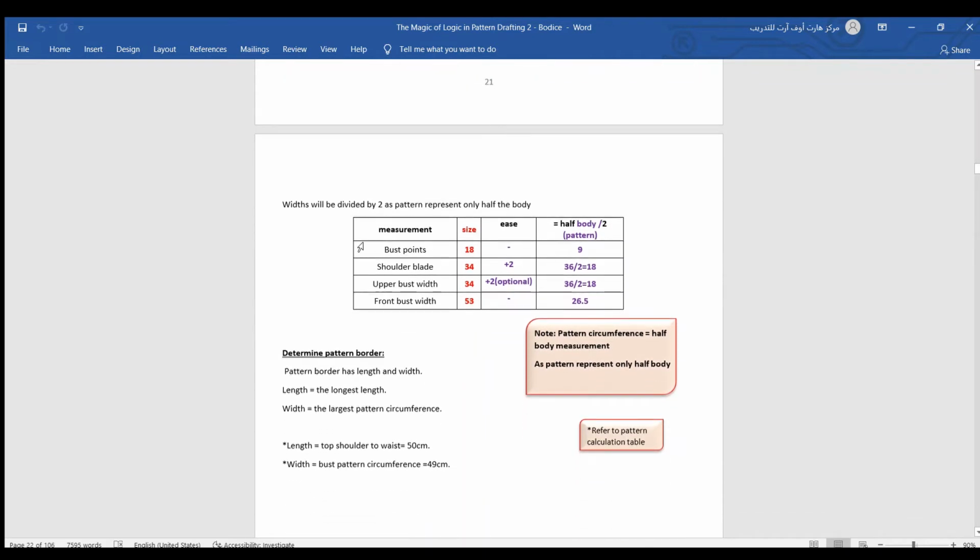But don't forget also that we have some widths, okay? Like the bust points width, the shoulder blade width, the upper bust width, the front bust width. For those, you take the measurement and you divide it by half. Some of them you need to add some ease, for example for the shoulder blade, I like to add ease in case I have to attach a sleeve to the bodice, okay? Because you need extra room for your arms to move forward. If you use the shoulder blade as is, when you move your arms forward, when you do any kind of work, you will feel some restriction or some pulling from the back, okay? So I like to add an ease of about 2 centimeters, okay? So yeah, you can add ease or you can't.